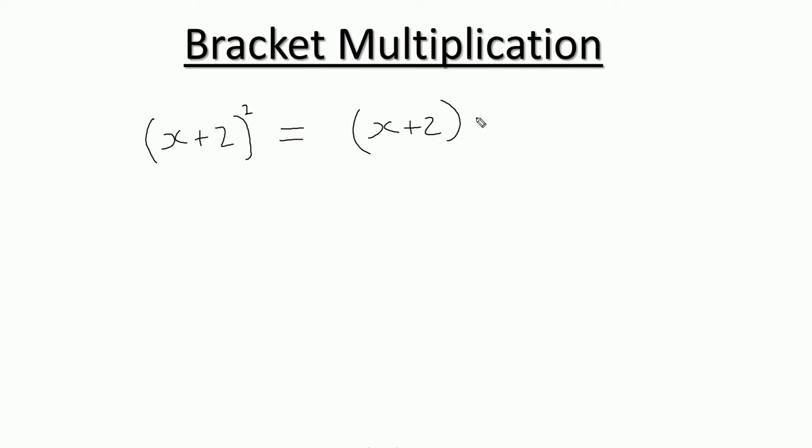Now the last type of problem I wanted to mention here is simply if you write two brackets but in shorthand by using a squared. So it's important to note that this simply means everything inside this bracket times by itself twice. So this is equivalent to x plus 2 multiplied by x plus 2. And now again you just use the claw method. First term multiplied by first term, first term multiplied by last term, last term multiplied by first term, and last term multiplied by last term.